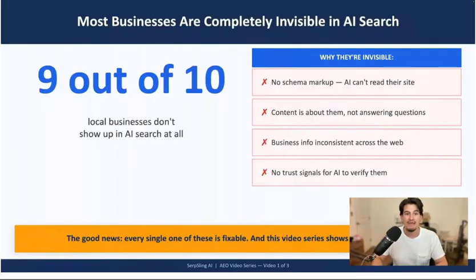Okay, and 9 out of 10 businesses right now don't show up in AI search at all. Okay, you saw it for yourself. Only 3 businesses out of hundreds of plumbers in Houston, Texas showed up in that search. Okay, and they're invisible for a few major reasons. Number 1, they have no schema markup, so AI can't read their site. Number 2, the content is about them, not answering questions. And number 3, business info is inconsistent across the web.